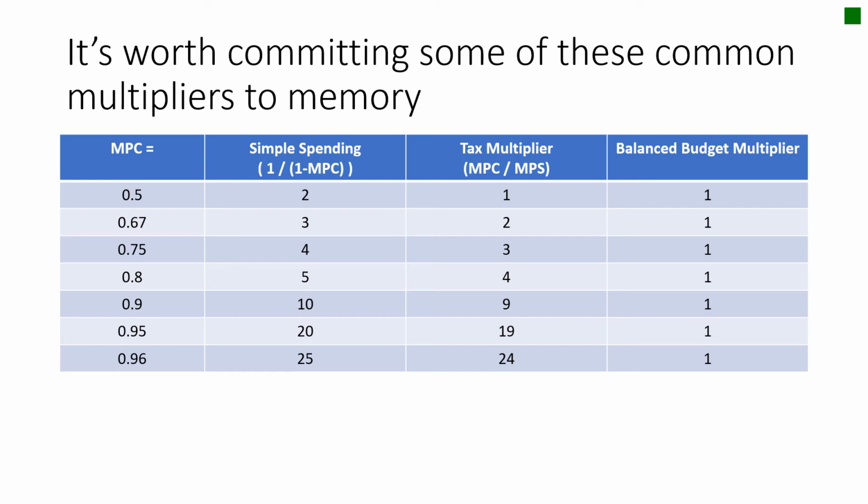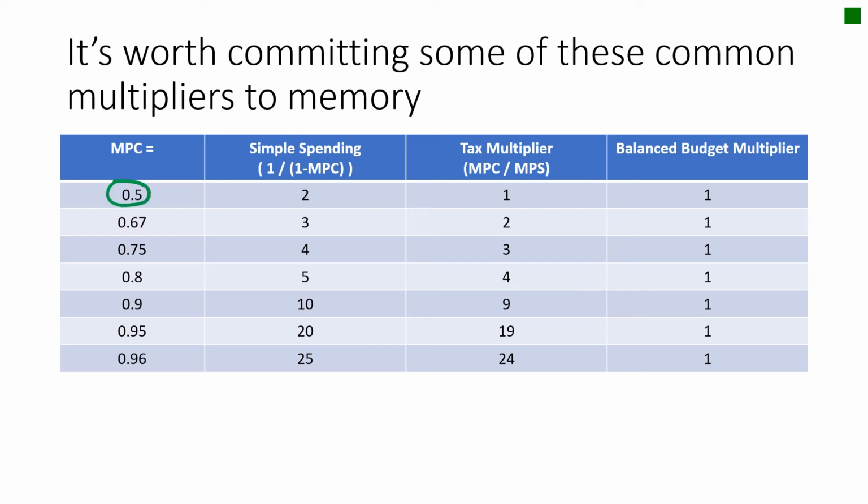So here is a very simple table for you to look at, and again, it might be worth memorizing these, but they're all your most common MPCs that you will see in most problems used in macro. And there you will see the simple spending multiplier, then the tax multiplier, right?